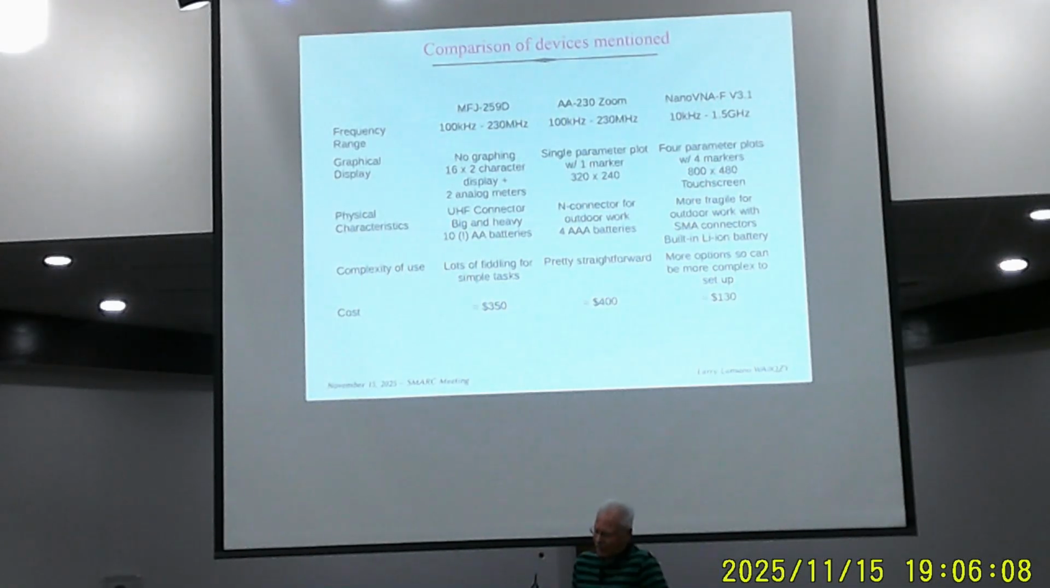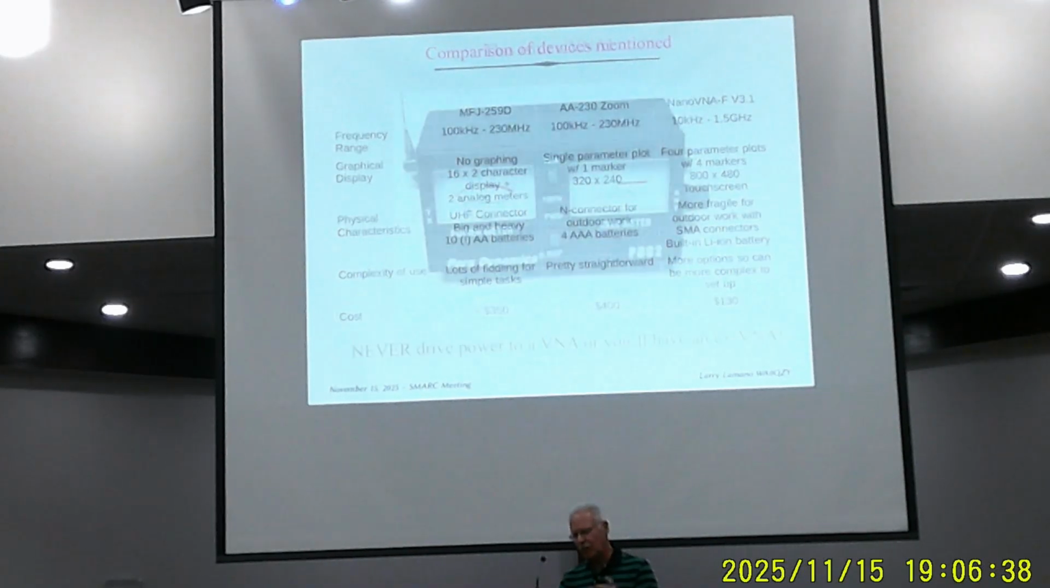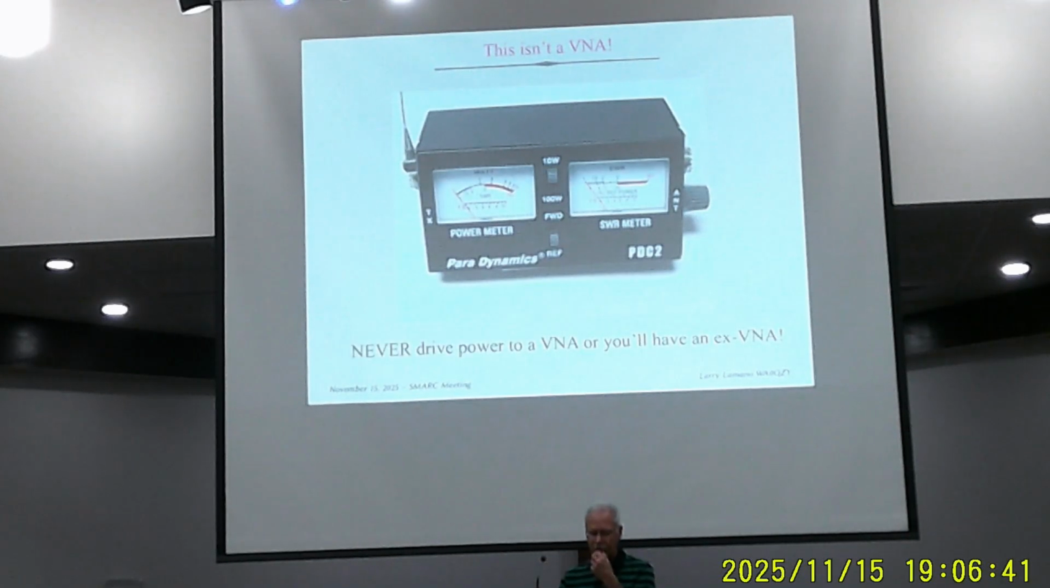The MFJ seemed like it had a lot of fiddling around to do kind of simple tasks. The Rig Expert's pretty straightforward. You say SWR and it plots an SWR plot. This one does a lot more stuff, so there's more options, and I'm hoping that this doesn't discourage you, because we're going to go through all the menus, and there's a lot of them. But once you go through it a couple of times, it's actually pretty straightforward how you set it up to use it. The other thing is, even though it's much more capable, it's about 1/3 the cost of the other guys, so it's very cost effective. They were about $100, now they're about $130 with tariffs.